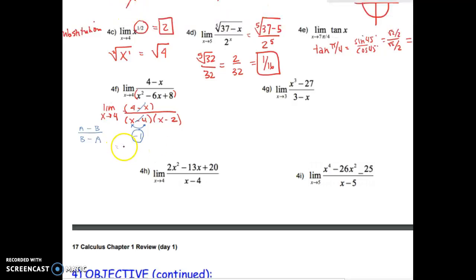So now we can rewrite this as the limit as x goes to 4 of -1 over x minus 2. I can now plug 4 in. I get -1 over 4 minus 2, which is -1 over 2. So my answer is -1/2.